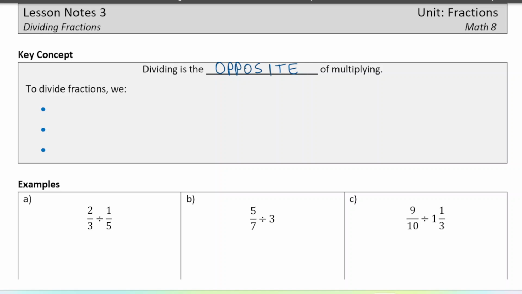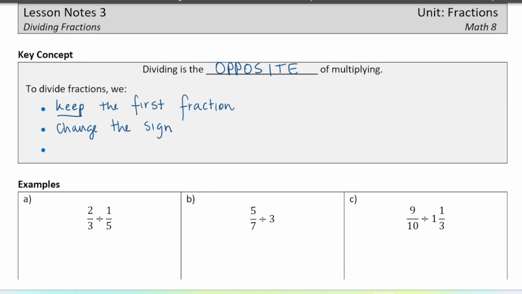So a lot of times people like to remember the little saying, keep, change, flip when we're dividing. So those are the rules. So we keep the first fraction. So keep it the same. Then we change the operation to multiply. So we're going to do the opposite of multiplying. So we change the sign.